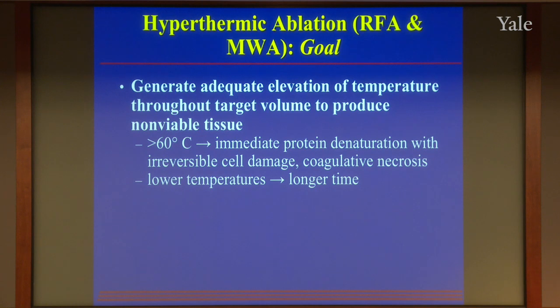And what is the mainstay now is hyperthermic ablation for image-guided treatment of this sort, and radiofrequency and microwave. The goal here is to generate adequate elevation of temperature throughout the target volume to produce non-viable tumor. And usually this involves trying to reach a minimum of greater than 60 degrees, which will achieve immediate protein denaturation with irreversible cell damage and coagulative necrosis. Lower temperatures will take a longer amount of time.